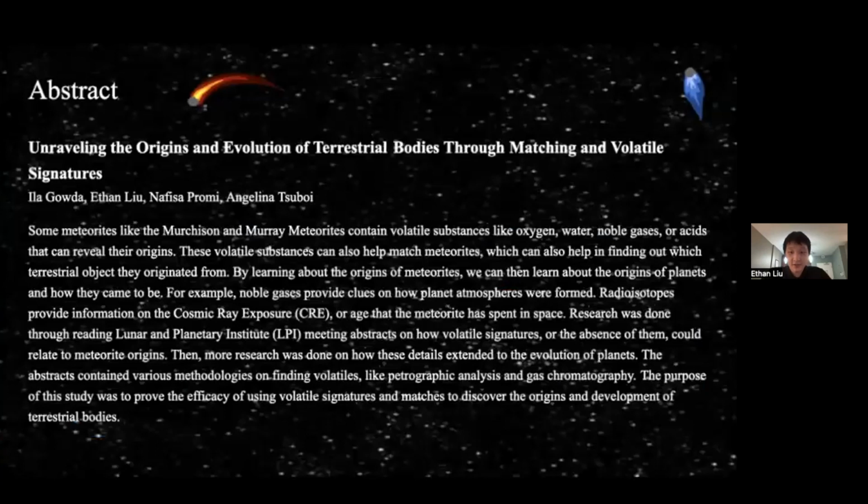So first up is our abstract. Since it is a little long, I will just be touching on the highlights of it. Some meteorites, like the Murchison and Murray meteorites, contain volatile substances like oxygen, water, noble gases, or acids that can reveal their origins. Learning about meteorite origins then reveals more about planet formation in the early solar system. We did most of our research through Lunar and Planetary Institute meeting abstracts, and the rest of it was through Google Scholar. Many of these abstracts went over methods to detect volatiles like petrographic analysis and gas chromatography.